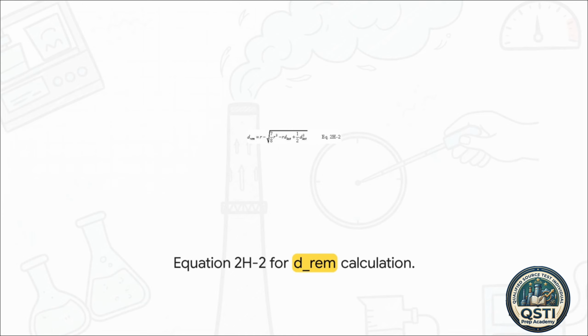All right, let's write this out on the board. We're looking at Equation 2H-2 up there. This formula calculates DREM. That's the distance from the wall to the centroid of the remaining area, right between your last 1-inch measurement and the interior edge of your equal area sector. I know, it looks super intimidating, but you're really just plugging in your radius, R, and your D last.